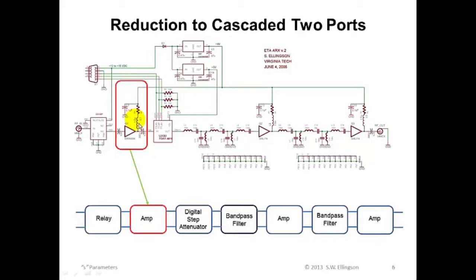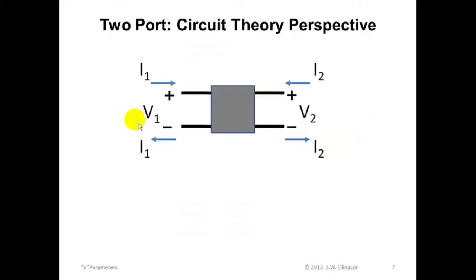The decomposition of a complex design into two ports, in which the complex details can be hidden, is pretty important because without it, it would be difficult to understand modern radio systems, much less design them. Okay, so now let's be a little bit more formal about what we mean by a two-port. Here's a circuit theory perspective on this idea.